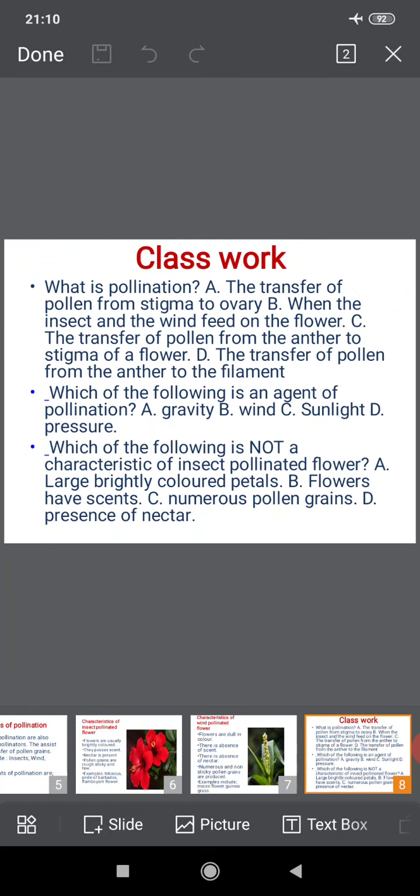Now, with what you've learned, I want you to solve the following classwork. What is pollination? Which of the following is an agent of pollination? Which of the following is not a characteristic of insect-pollinated flowers? Solve the classwork and get back to me.